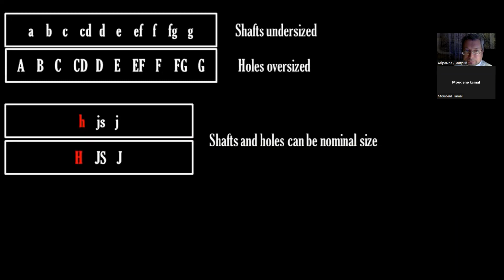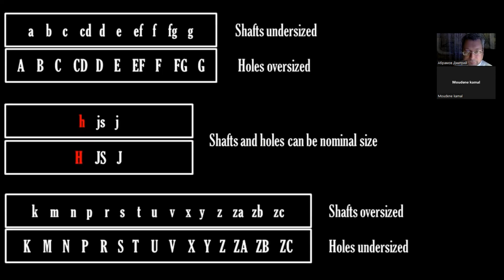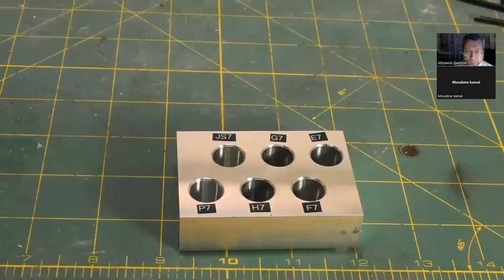After H, there are a few tolerance zones, such as J and JS, where the shaft can be larger or smaller, but as you go further through the alphabet, the shafts will get larger and larger and the holes will get smaller and smaller. Holes always get an uppercase letter and shafts always get a lowercase letter. Okay, so now we have a naming scheme for tolerance zones.